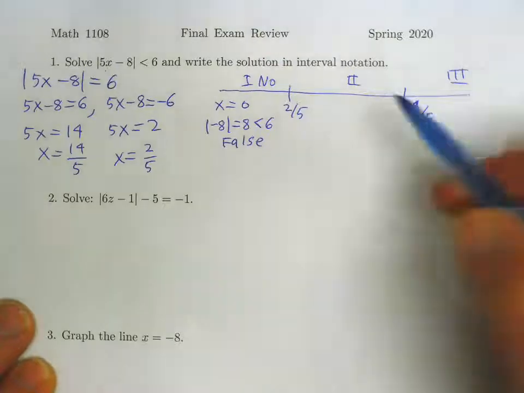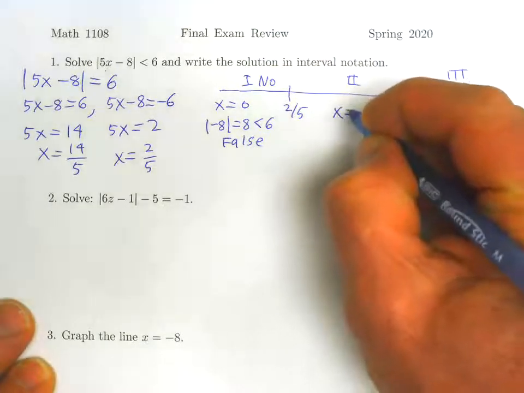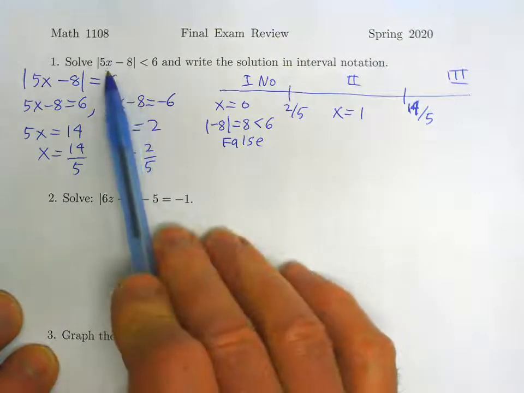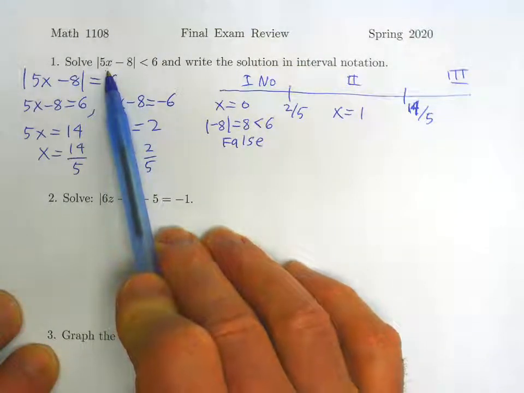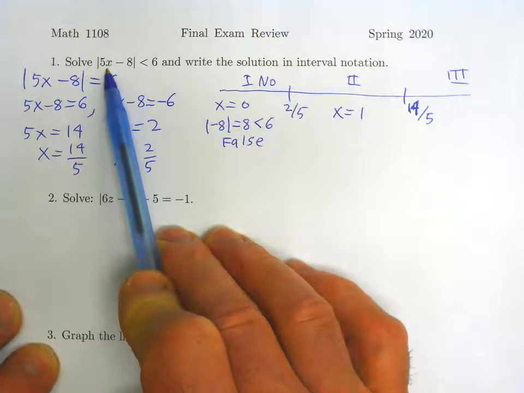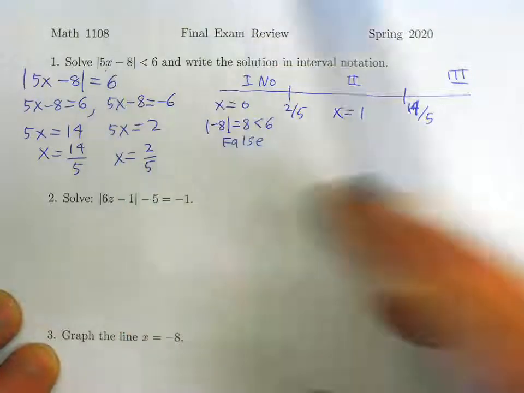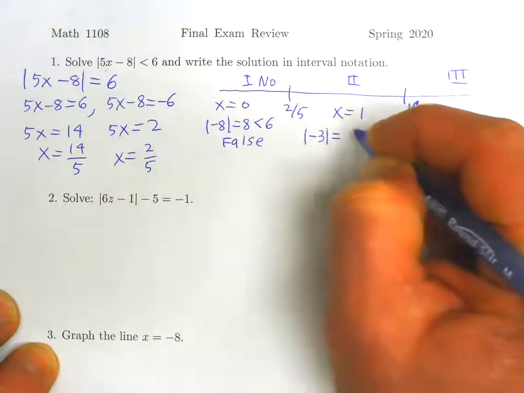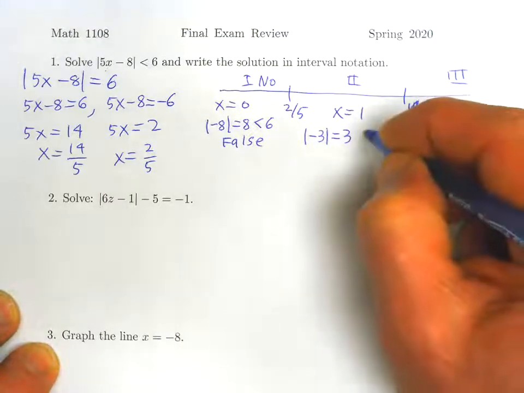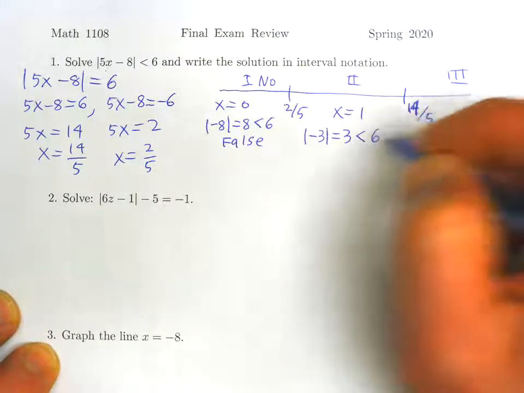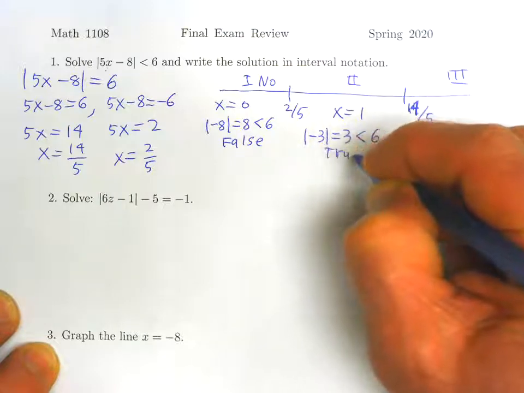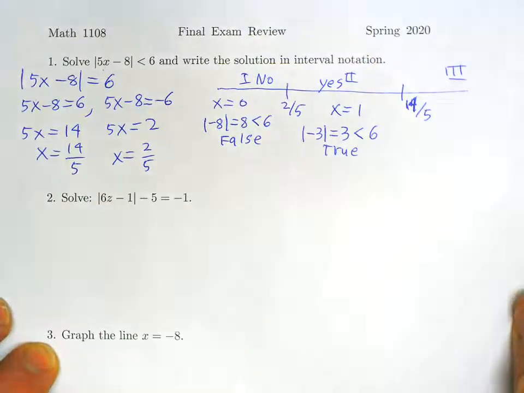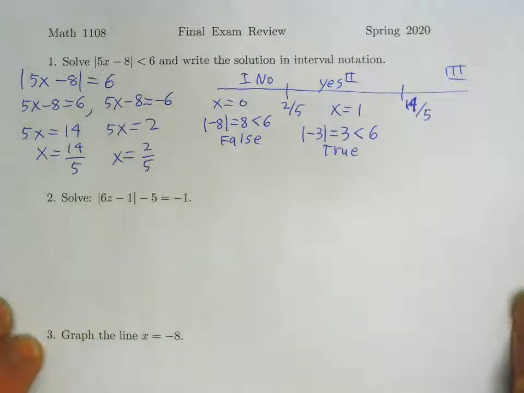In the second interval, we can pick x to be positive 1. And then in the inequality, replace x with 1. So the absolute value of 5 times 1 minus 8, that's the absolute value of negative 3, which is 3. And the inequality 3 less than 6, that's true. So all of the numbers between 2 fifths and 14 fifths are solutions.